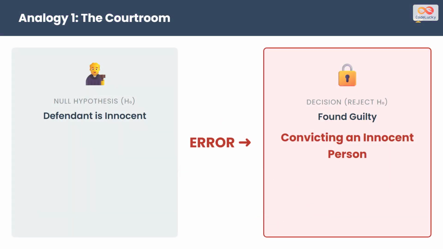Let's use a courtroom analogy. The null hypothesis is that the defendant is innocent. A Type 1 error happens if the jury decides to convict the defendant, rejecting their innocence when the defendant is actually innocent. This is a grave error, convicting an innocent person.